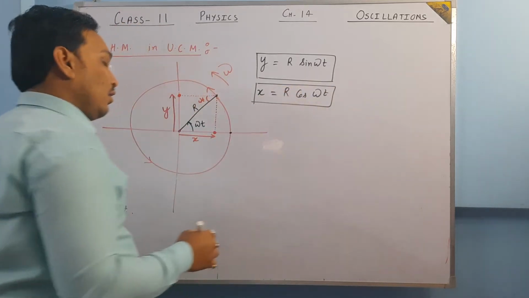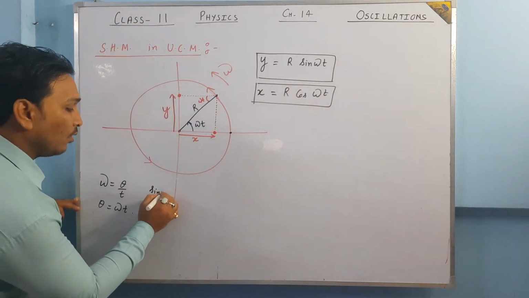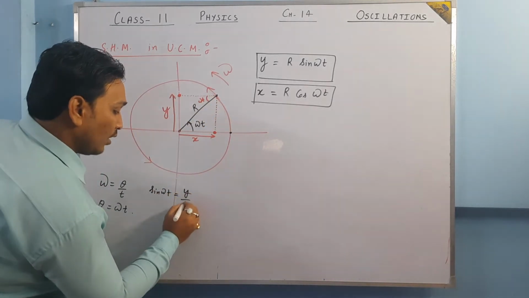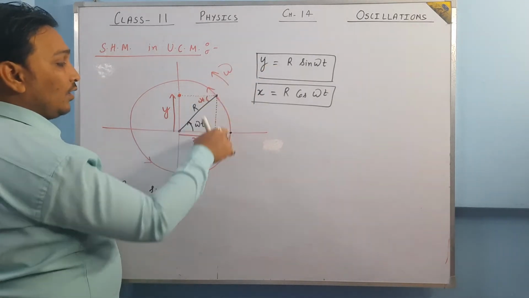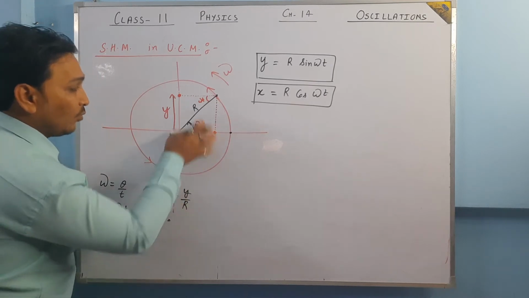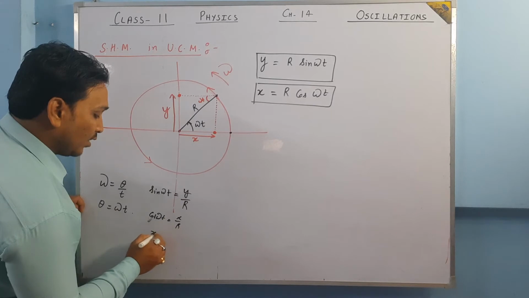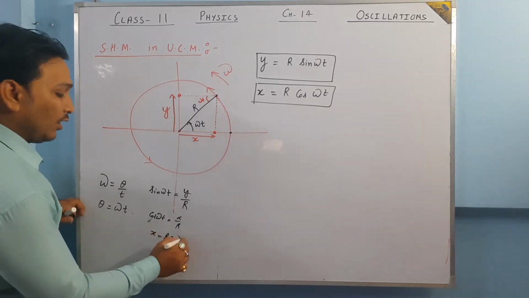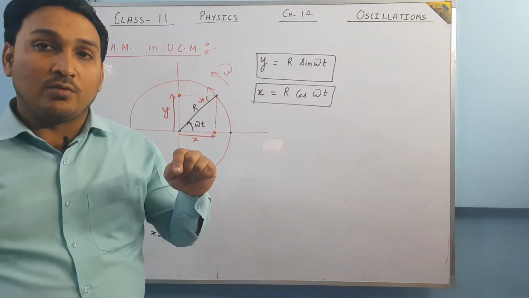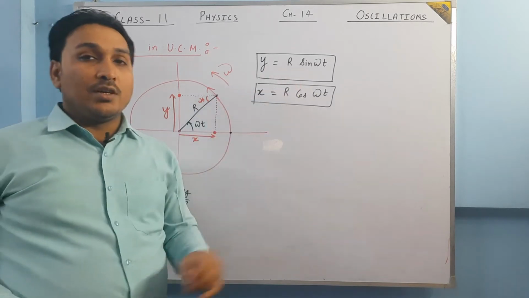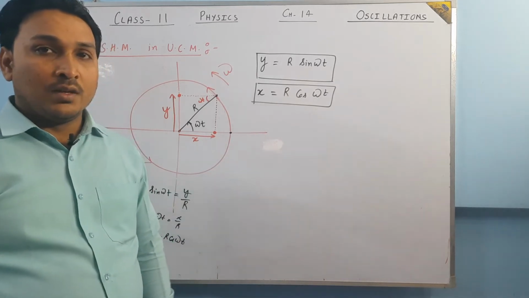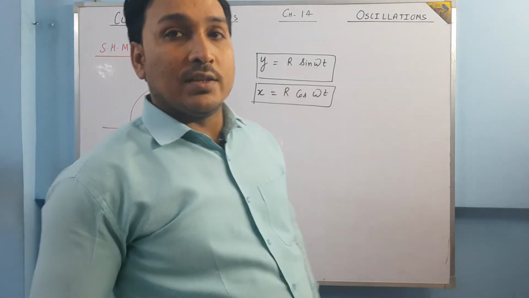I hope this equation is clear. Simply, if I take sin omega t, it is perpendicular upon hypotenuse, so it is y upon r. From here y is equal to r sin omega t. In this triangle, if I take cos omega t, it is base upon hypotenuse, so it is x upon r. So x comes out to be r cos omega t. So the projection on the y-axis, its distance from the origin, can be represented in terms of a single sine or a single cosine. It is on the y-axis, it is on the x-axis. So in this way we can say that this projection is executing SHM.